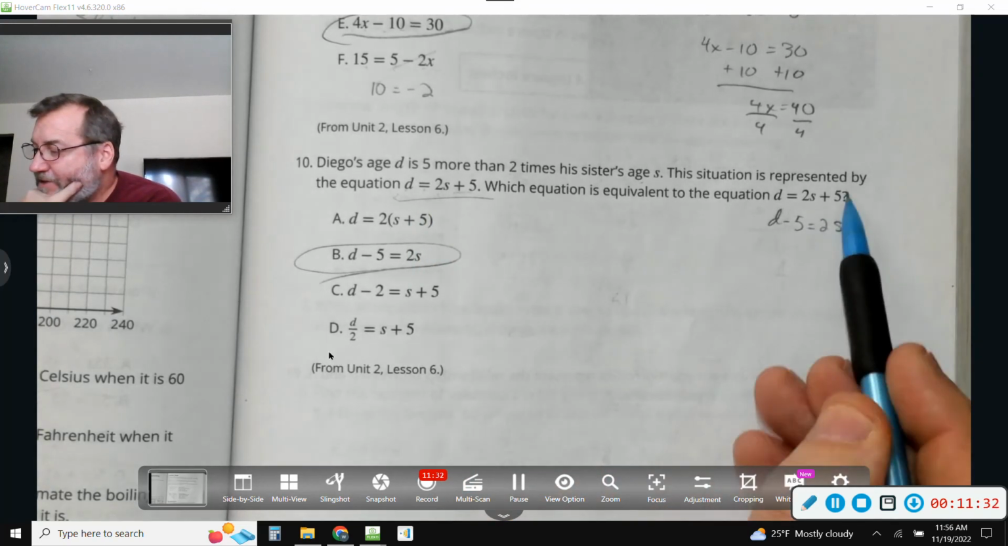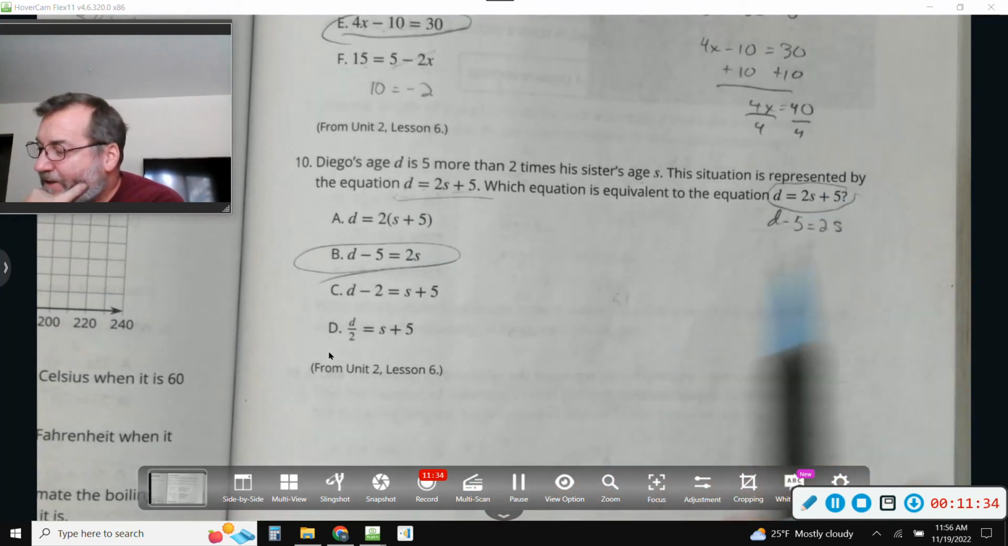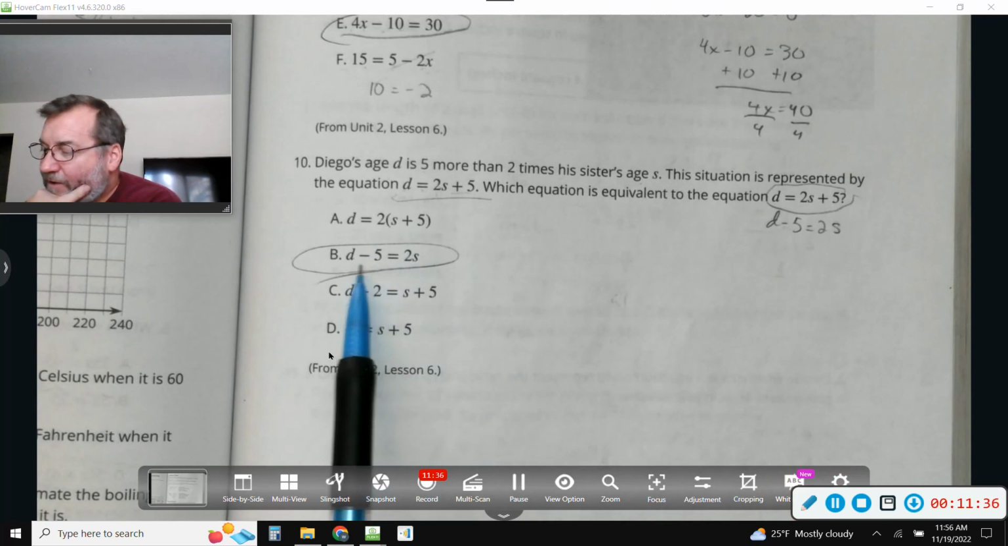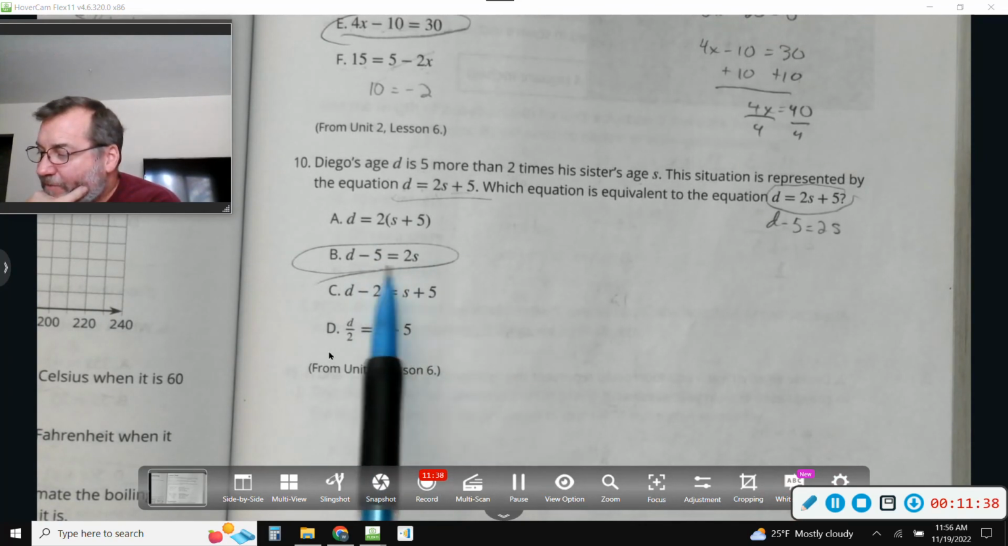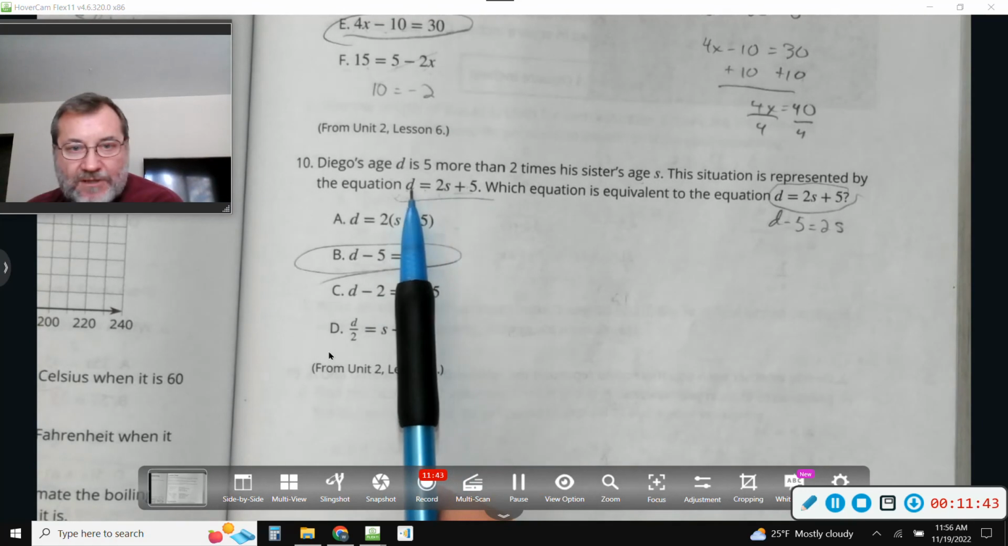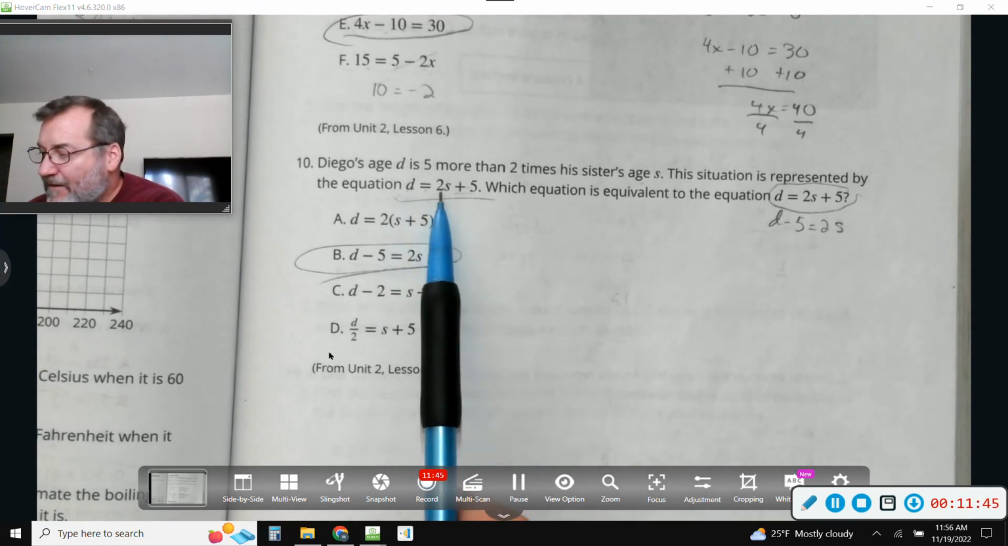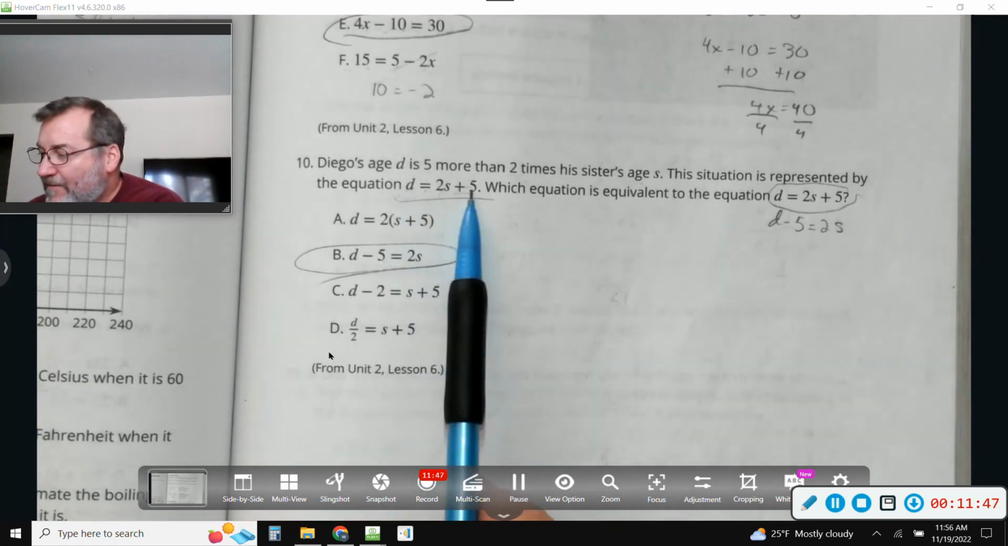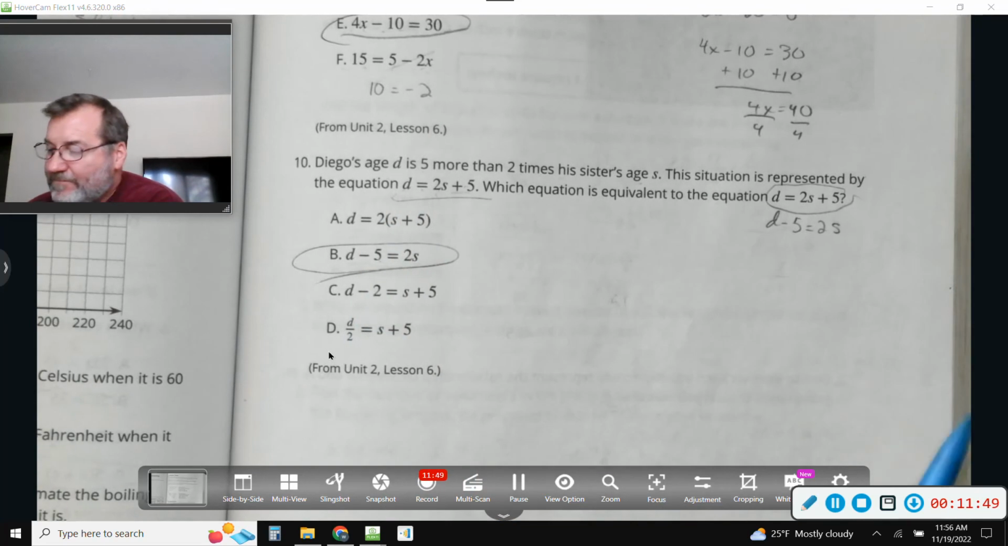So they're asking us to take this equation that they give us and manipulate it. And the only one that looks even close is this one. What did they do to go from here to here? Well, they just simply subtracted 5 from each side. So that's how they got the 2S all by itself and then D minus 5 right here. So that's how that works.